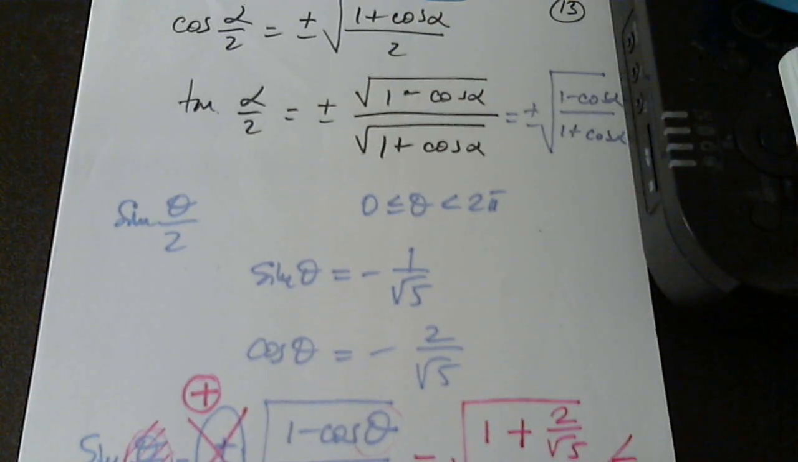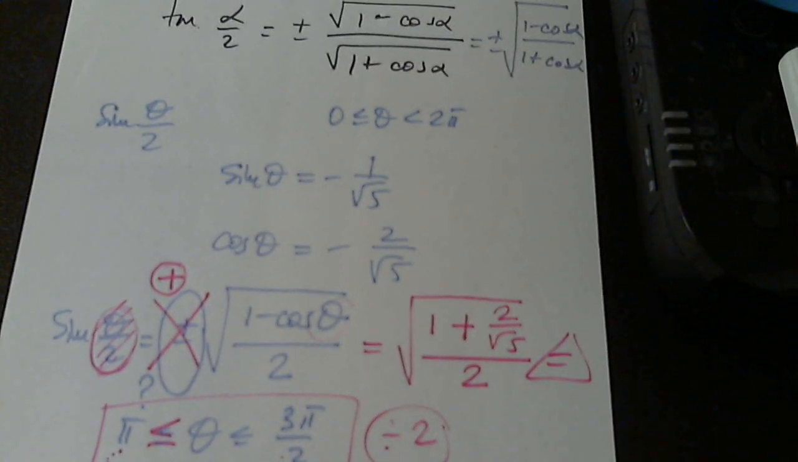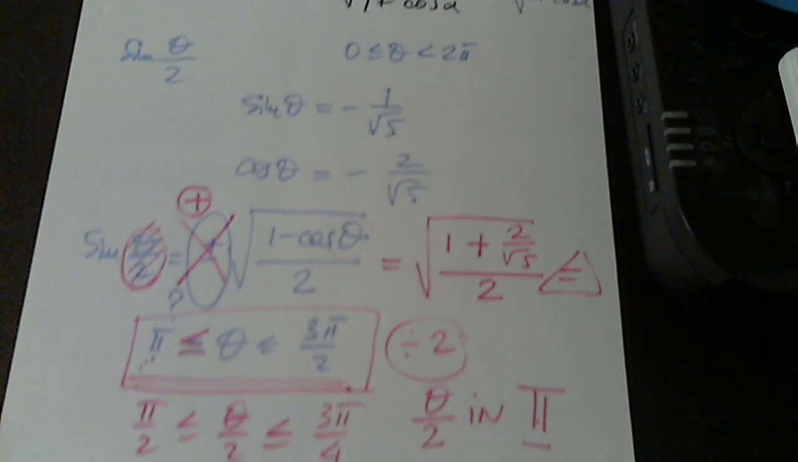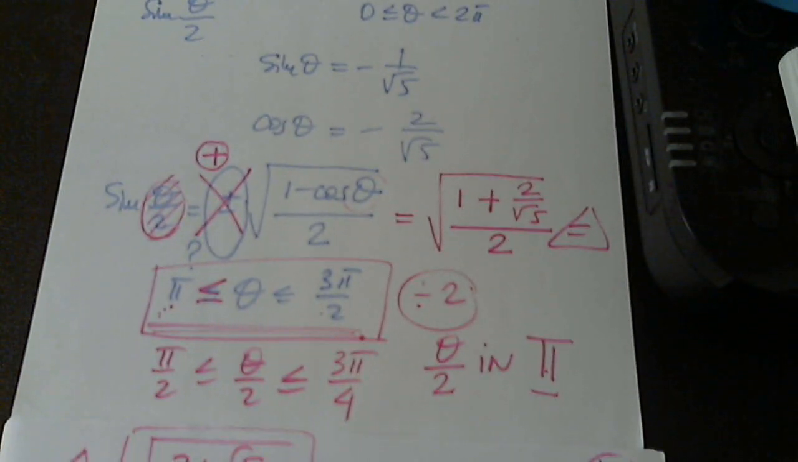So then finally I have some form here. Not a nice form, but I have the square root of 2 plus the square root of 5 over 2 the square root of 5. And this is good enough. So that's how we use the half angle identities.